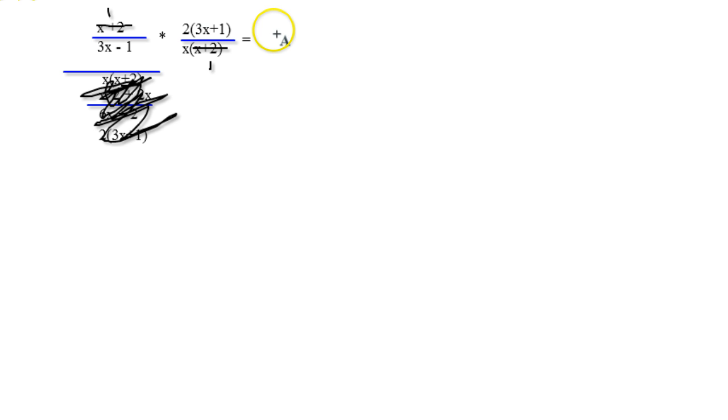And if you notice, nothing else is going to cancel out. So I'm going to be left with 6x plus 2 on top, and then on the bottom I'm going to have 3x squared minus x. Okay. All right, and state your extraneous solutions.